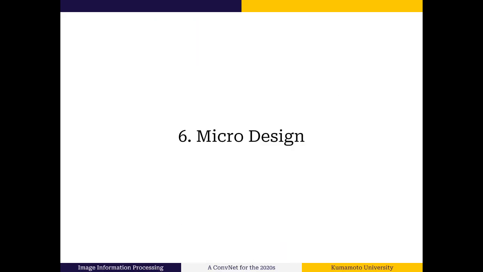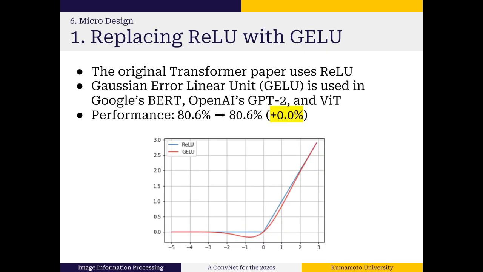The last category is the micro design, which includes activation functions and normalizations. The original transformer paper uses ReLU, but more advanced transformers such as BERT, GPT-2, and ViT use Gaussian error linear unit or GELU. However, switching from ReLU to GELU does not change the accuracy on ConvNet.